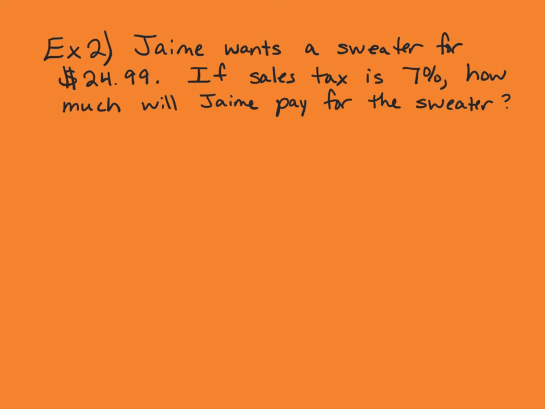Example 2, we're going to apply some percent equivalent expressions to make this problem a little shorter. Jamie wants a sweater for $24.99. If sales tax is 7%, how much will Jamie pay for the sweater? So we're going to think about the percents for a moment. Let's call the sweater S. Jamie would have to pay 100% of the cost of the sweater, S, and then add 7% sales tax. So that means that when you add 100% plus 7%, Jamie is going to have to pay 107% of S, the sweater.